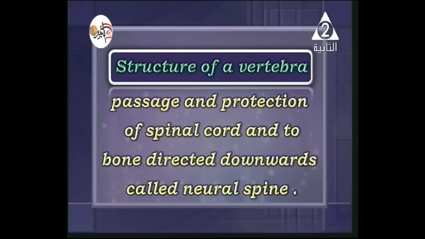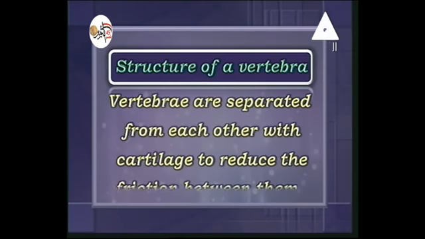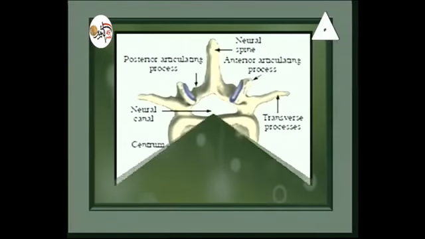Again, any vertebra consists of a large part, which we said is called the centrum, attached anteriorly and posteriorly by what? Anteriorly by the neural canal, and posteriorly by 2 transverse processes. Vertebrae are separated from each other by cartilage. For what? To reduce the friction between them.